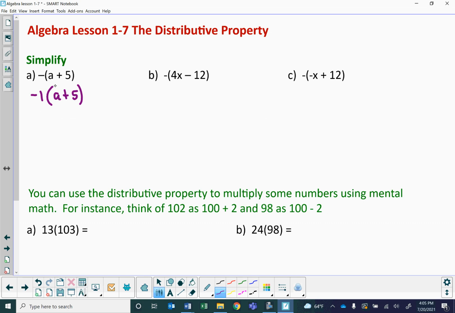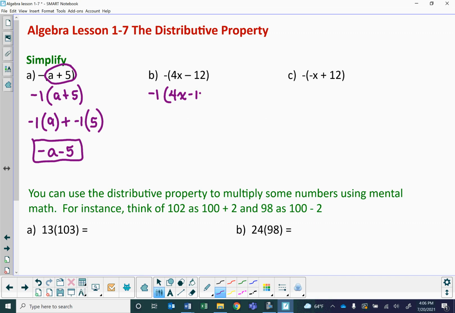So if I take a -1 and I multiply it by a, because this is going to be -1 times a plus -1 times 5. So it's going to become -a minus 5, or -1a minus 5. Notice how -a minus 5 is exactly the opposite of a plus 5. That's what happens when you distribute a negative throughout a parenthesis. If you're just distributing the negative, everything inside the parentheses switches to its opposite sign. So this becomes -1 times 4x minus 12, which is a -1 times 4x minus -1 times 12.